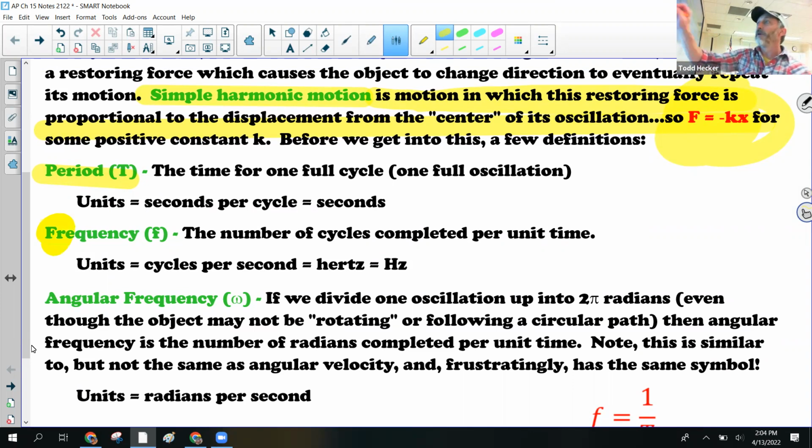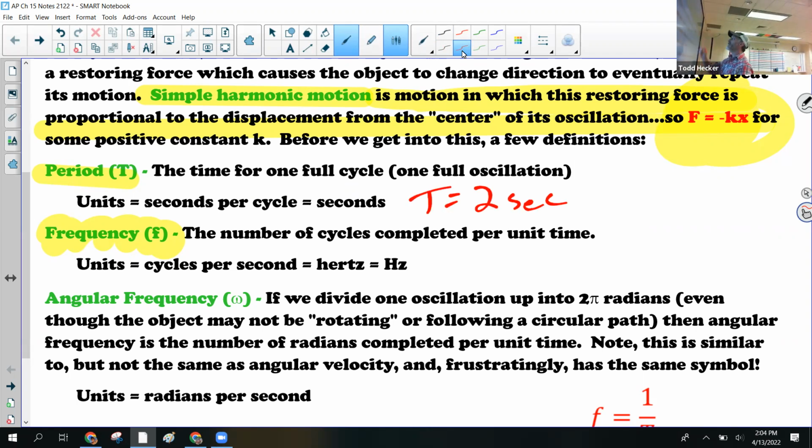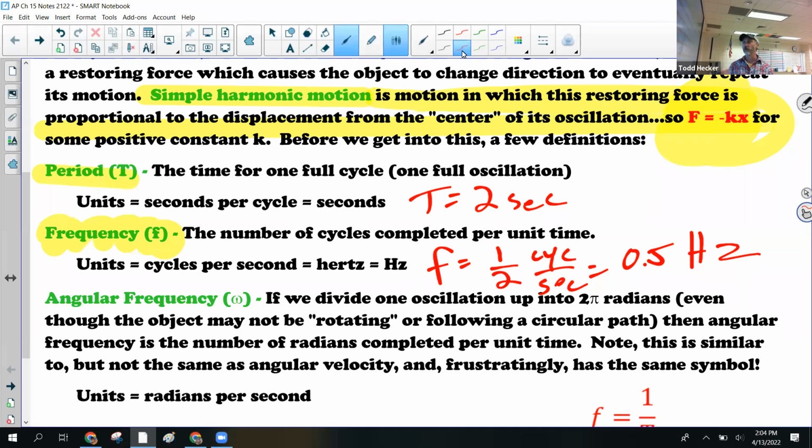Your frequency is the number of cycles you complete per second. So continuing with that, a minute ago we just had 1 Mississippi, 2 Mississippi. If the period is 2 seconds, then it takes 2 seconds for one cycle, which means in 1 second you'll get half of a cycle. So your frequency would be half of a cycle per second, which we write as 0.5 hertz. Remember, hertz is just cycles per second.